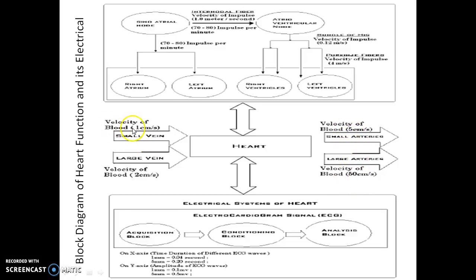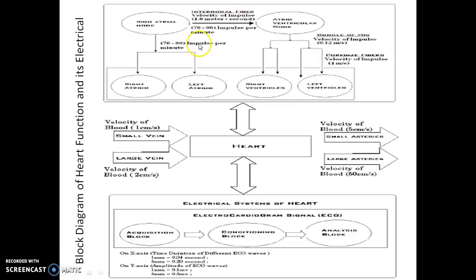And if there is a change in this velocity of blood, then we can say there is some problem in the heart. We have also seen how the right atrium, left atrium, and ventricles get their current supply. The atrium gets current from the sinoatrial node, and from the sinoatrial node the current is transferred to the AV node through the internodal fibers, and then the right ventricle and left ventricle get current from the AV node.